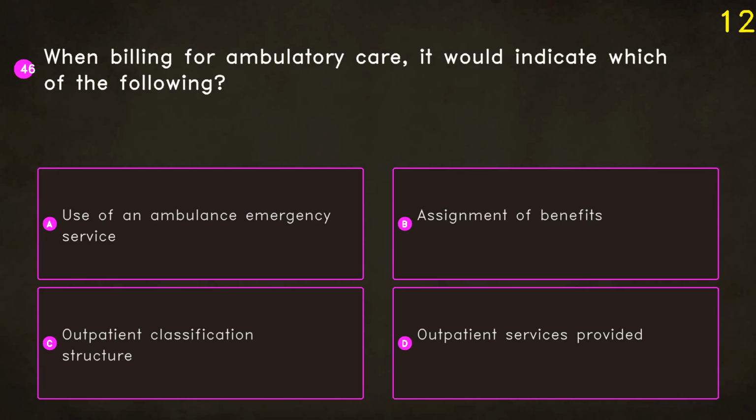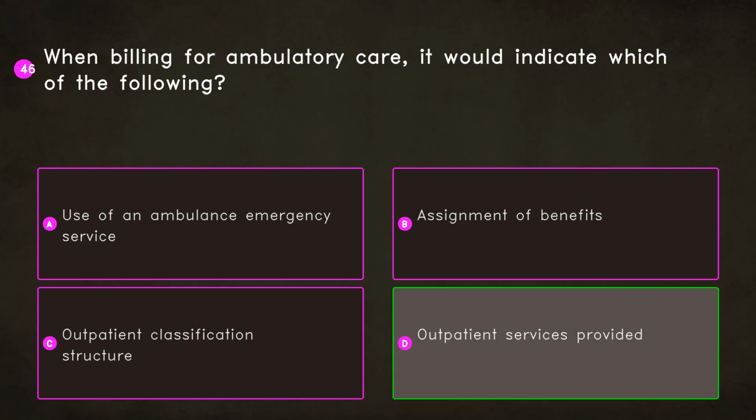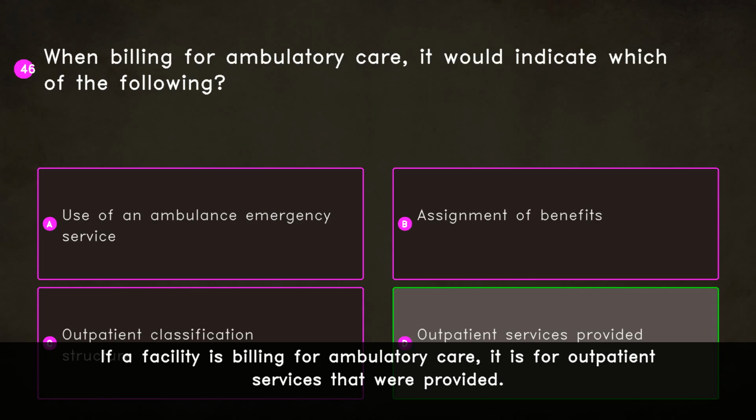Question 46. When billing for ambulatory care, it would indicate which of the following: A. Use of an ambulance emergency service. B. The assignment of benefits. C. Outpatient classification structure. D. Outpatient services provided. The correct answer is outpatient services provided. If a facility is billing for ambulatory care, it is for outpatient services that were provided.